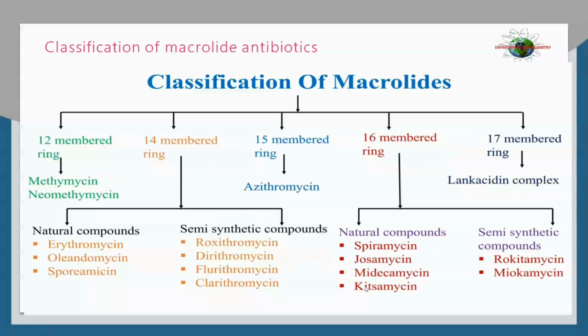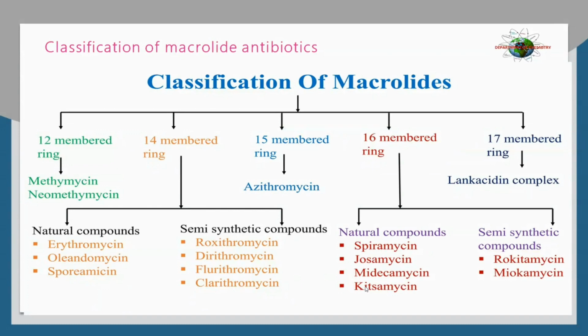Coming to the classification of macrolide antibiotics, macrolides are classified as 12-membered ring, 14-membered ring, 15-membered ring, 16-membered ring, and 17-membered ring. Coming to the 12-membered ring, examples are methymycin and neomethymycin. The 14-membered ring is again classified into natural products and semi-synthetic compounds. Erythromycin, oleandomycin, and lankamycin are examples of natural compounds. Roxithromycin, dirithromycin, flurithromycin, and clarithromycin are examples of semi-synthetic compounds. Coming to the 15-membered ring, azithromycin is the example.